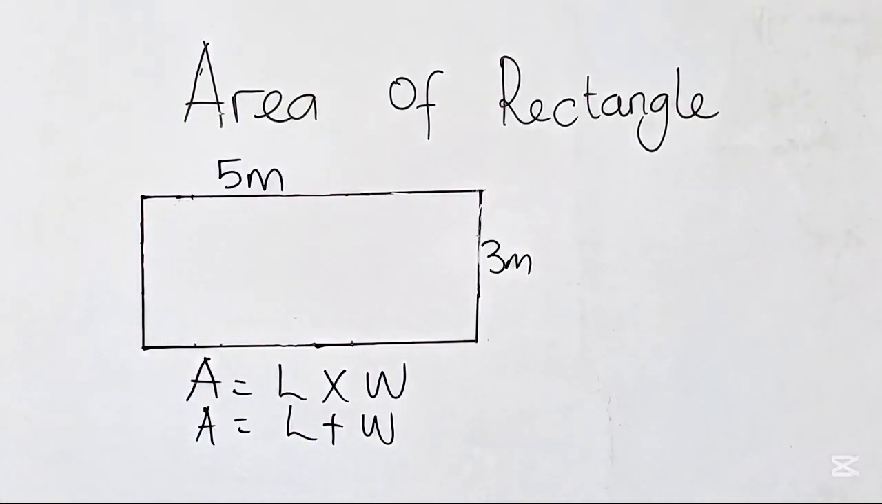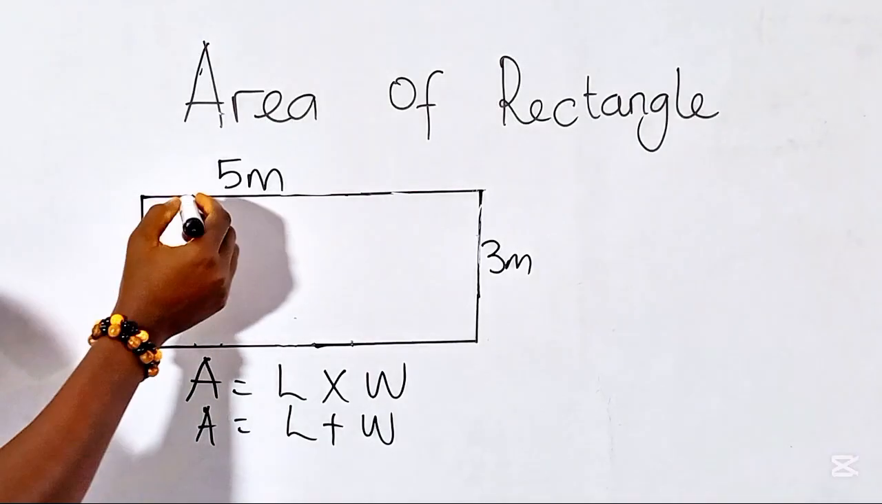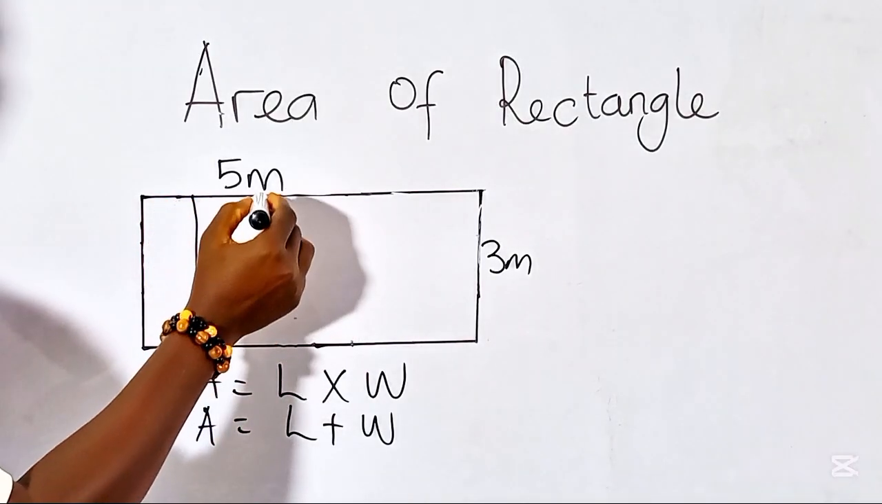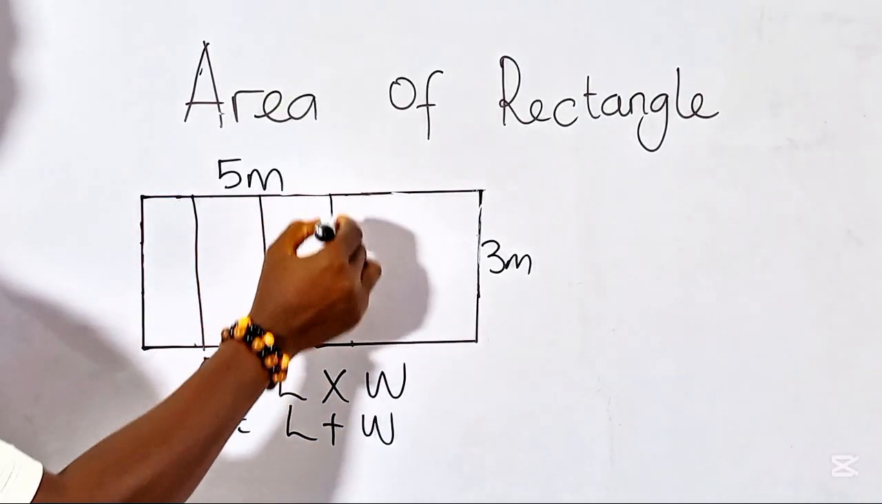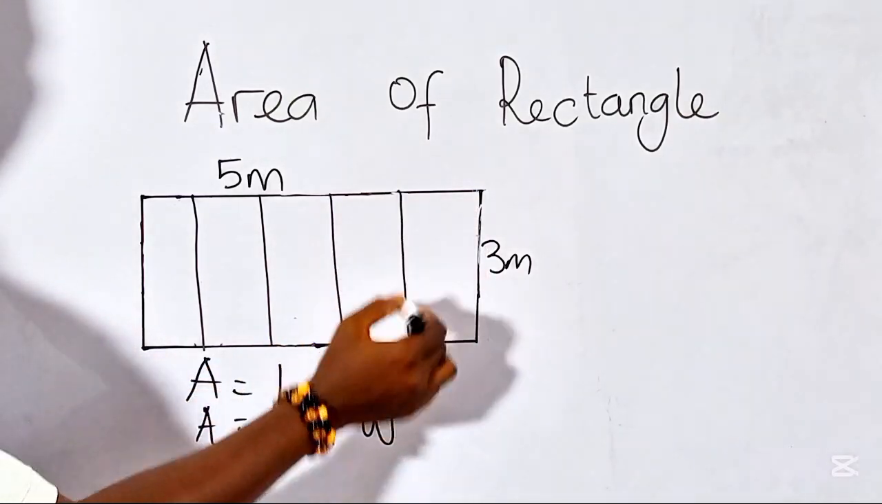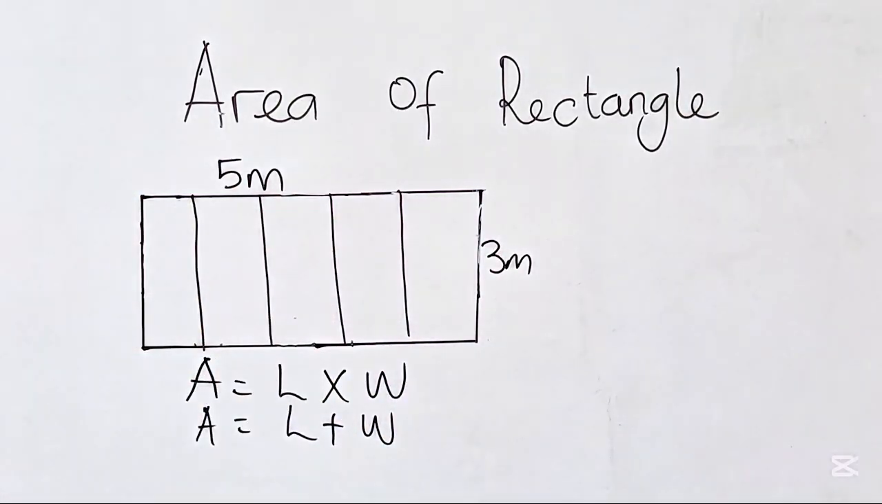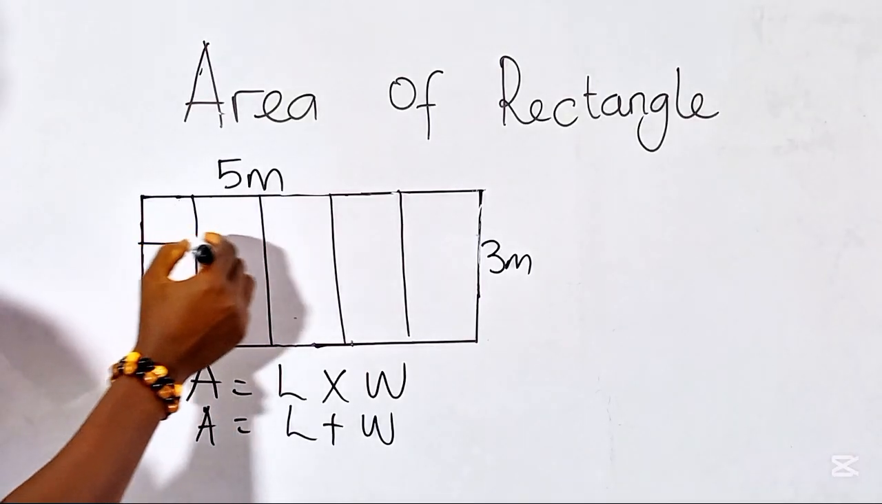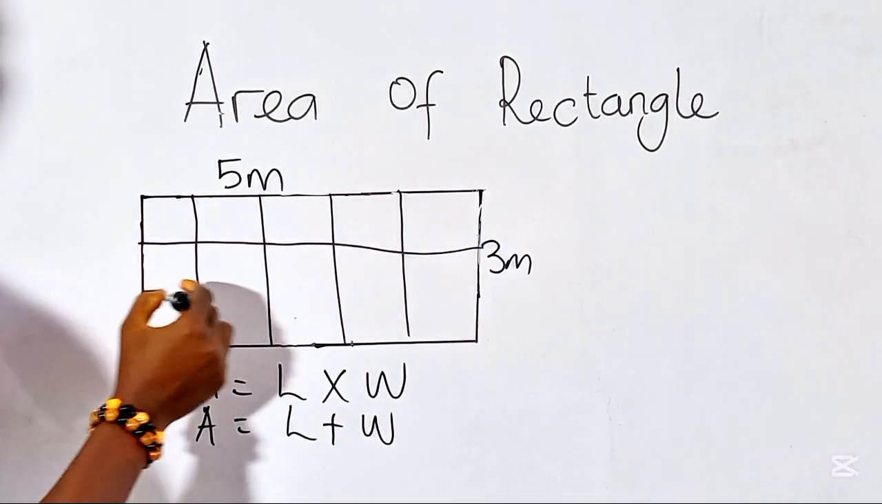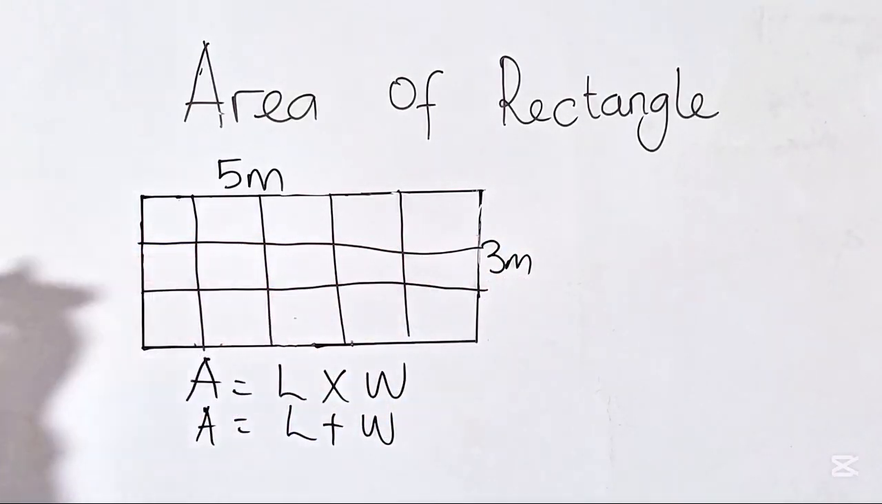So what this 5 means here is that we can fit 5 tiles in a single row. So let's say we have 1, 2, 3, 4, and 5. This 3 is telling us that we can have 3 of these rows. So we have 1, 2, and then 3.